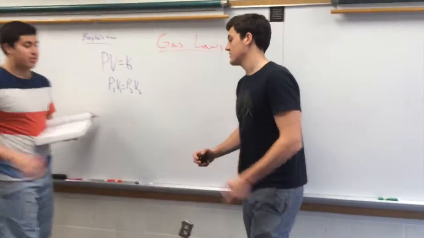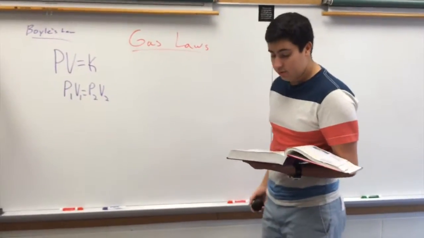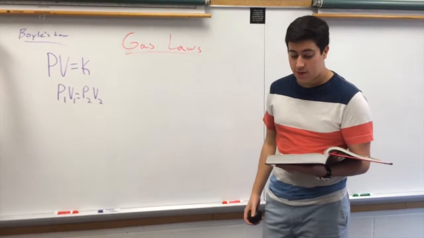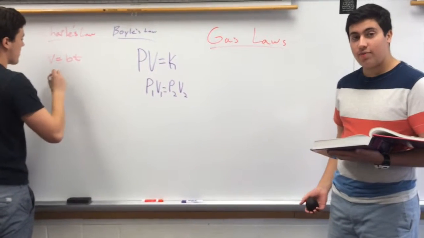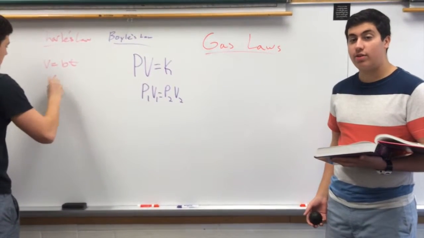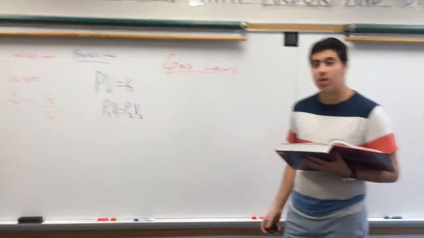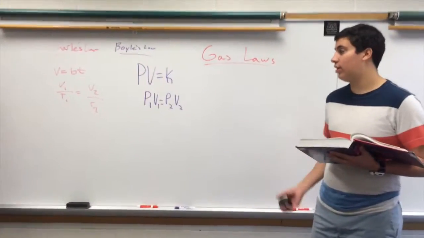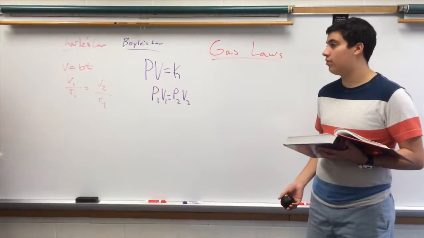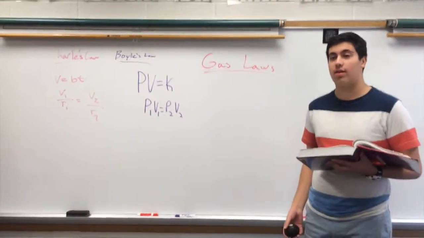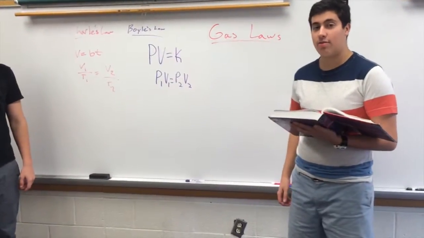The next of these laws is Charles' law. Charles' law explains the relationship between volume and temperature by using the equation V equals BT. It can also be written as V1 over T1 equals V2 over T2. It is a direct relationship, meaning if volume increases, temperature has to increase at the same rate. In Charles' law, pressure remains constant.